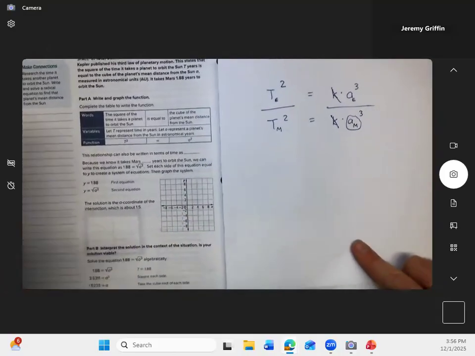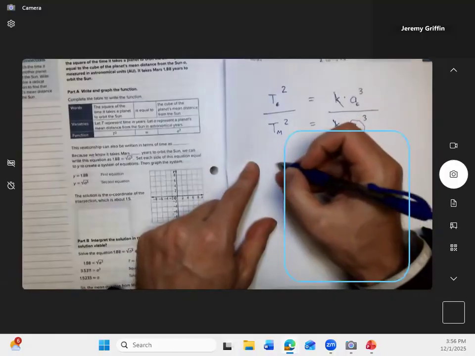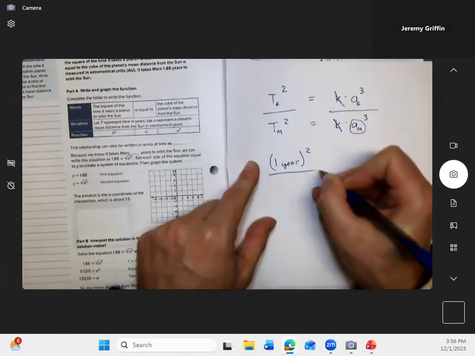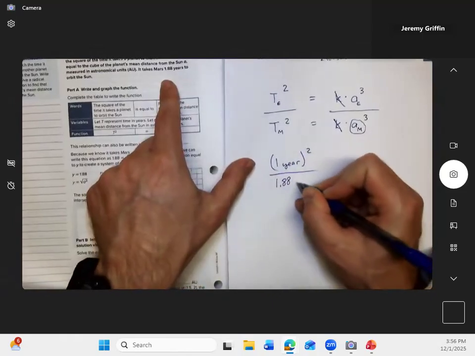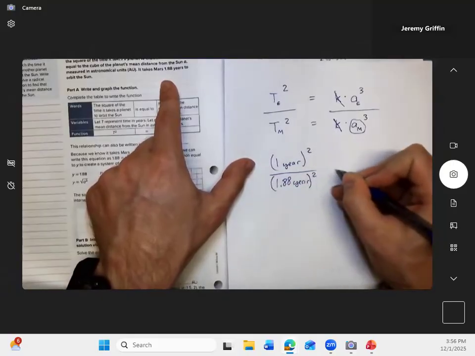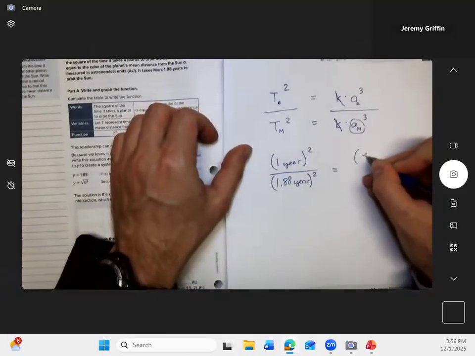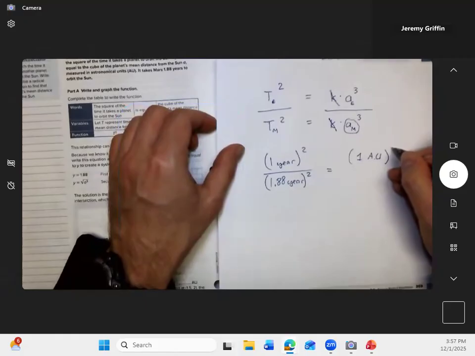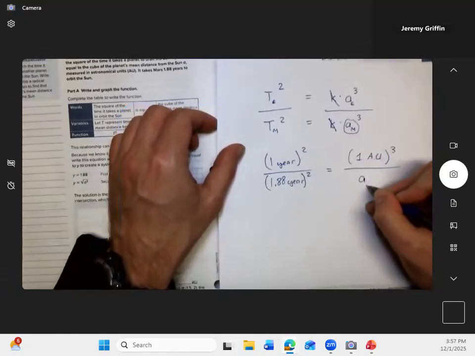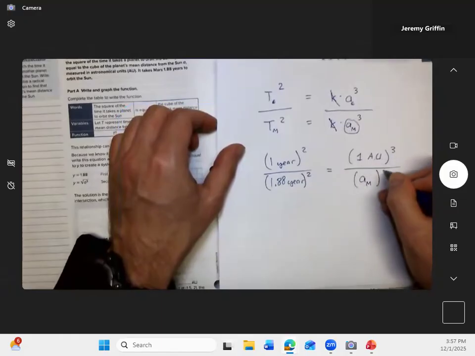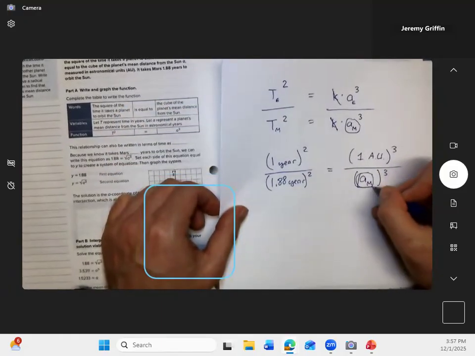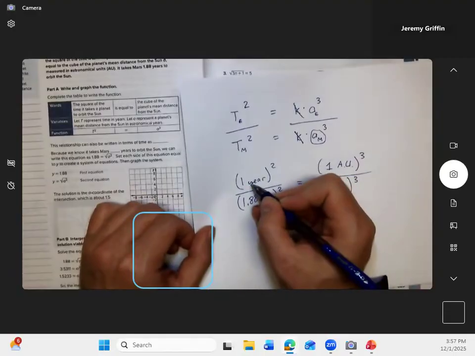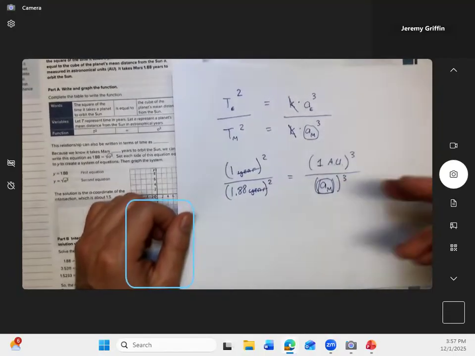Okay, so yeah, they set it up a little bit differently, but I'm just going to finish solving the way I have it set up here. So I'll say 1 year, then square that, divided by 1.88 years, then square that, is equal to, I'll call this 1 AU, called an astronomical unit. That's the distance from Earth to the Sun, defined, right? So that's cubed, divided by the distance from Mars to the Sun, also being cubed, right? And this is what we're solving for, the distance from Mars to the Sun, I should say. And we're going to get it in terms of astronomical units, because year squared over year squared cancels, whatever that equals.